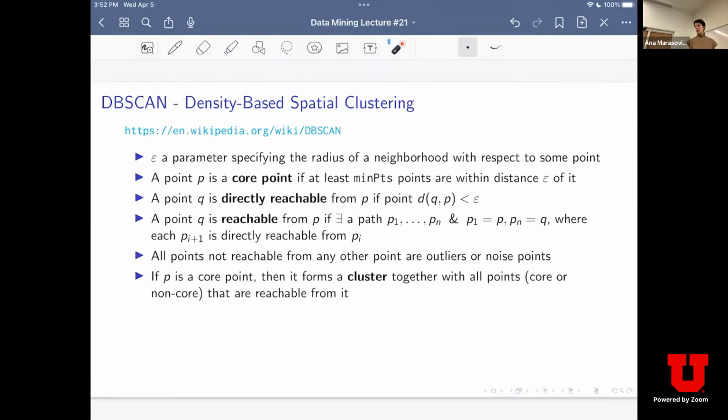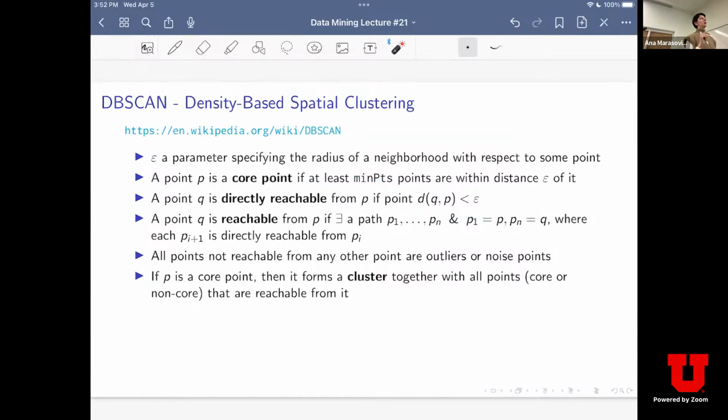But another reason why it's a little bit annoying is that you need to choose a lot of hyperparameters. And then we'll look into one version that needs fewer things. So with DBSCAN, you will first choose, let's call it an epsilon, which is a parameter that specifies the radius of a neighborhood with respect to some point.